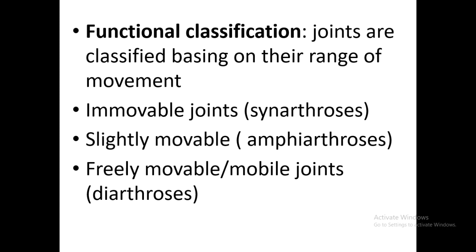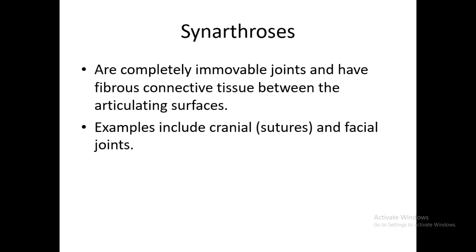So you don't confuse these biological words with this. This is normal English: immovable joints, slightly movable, whereas biological names of the immovable joints are called synarthrosis, slightly movable, amphiarthrosis, freely movable, or mobile joints are called diarthrosis. Hope this one is clearly noted.